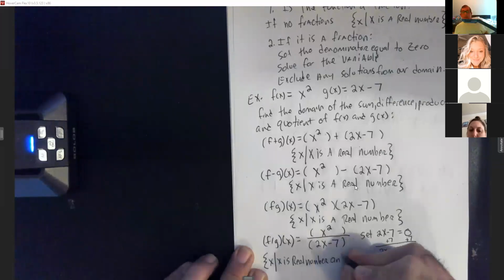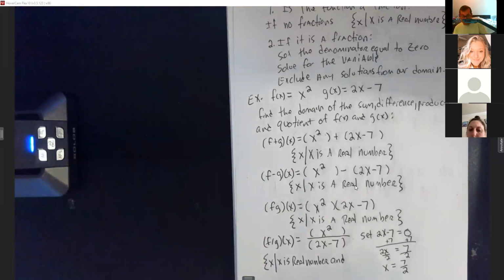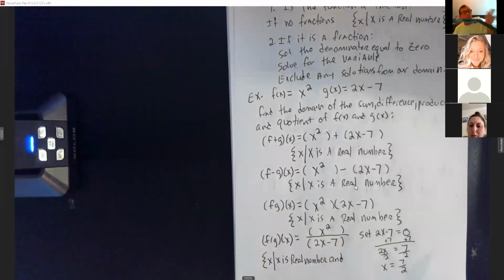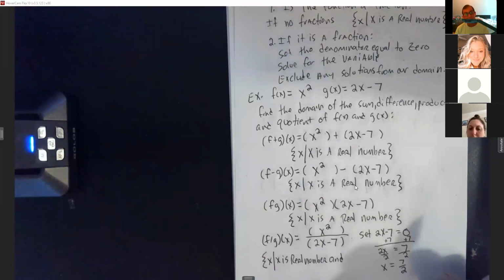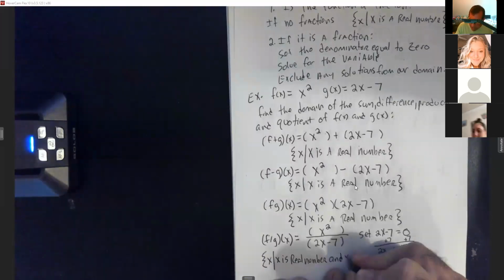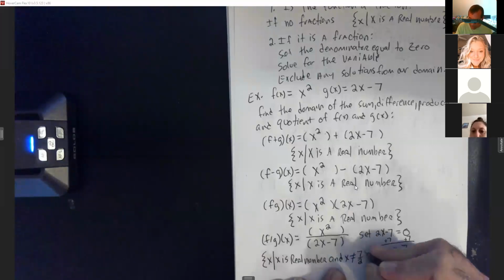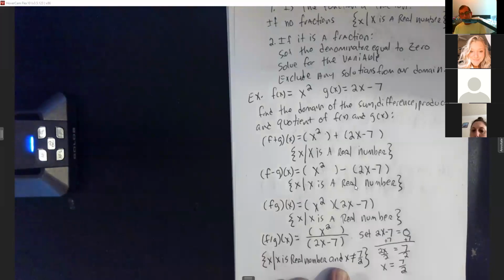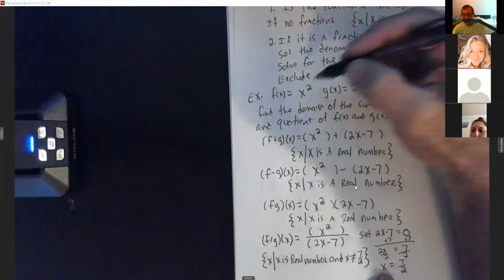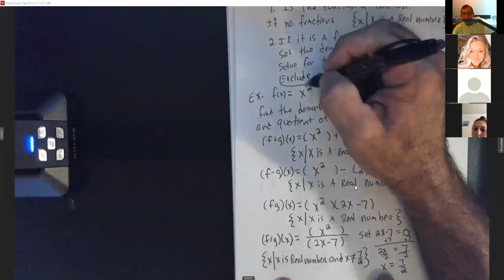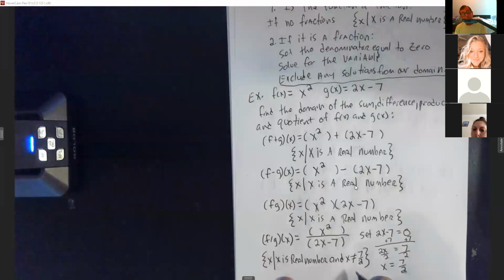And now, MATLAB gives you this much of the answer. All we got to do is put in what we got from our equation, okay? And since we got 7 halves over here, in here you got to put x cannot equal 7 halves. You solve for it over here, but remember, we said we have to exclude any solutions from that. And to exclude a solution, you have to use the not equals on that, okay?